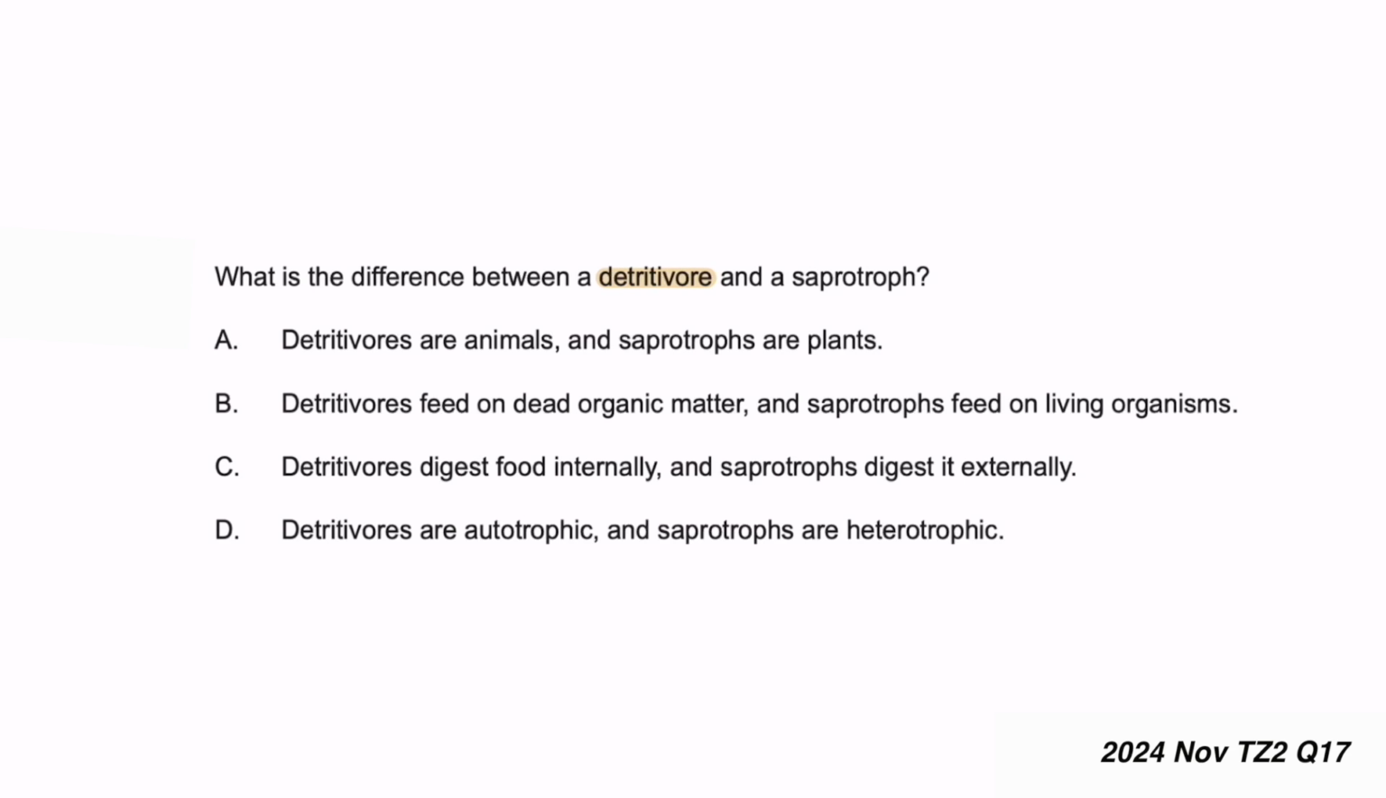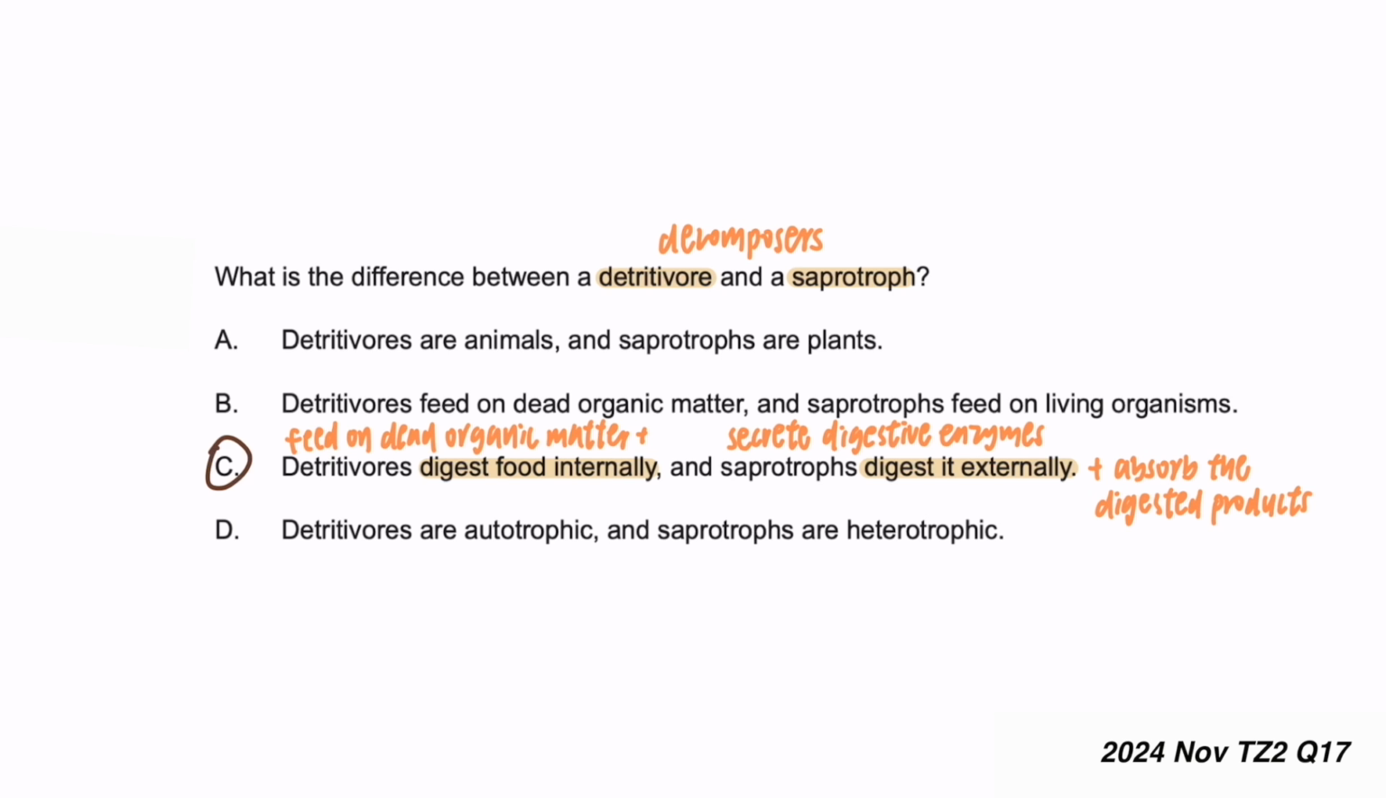Both detritivores and saprotrophs are decomposers. Detritivores feed on the dead organic matter directly and digest internally. Saprotrophs secrete digestive enzymes to digest dead organic matter externally and then absorb digested products.